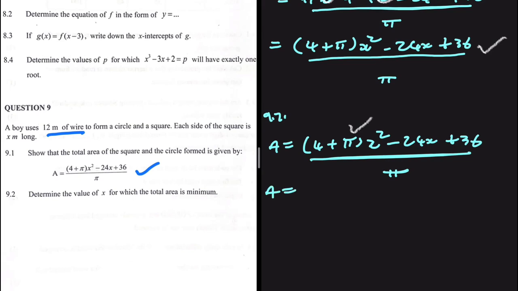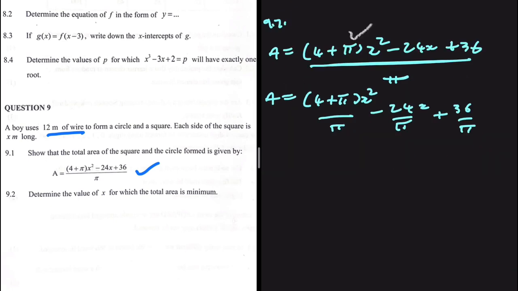Let's give every term on the numerator its own base of pi. So if we do that, we're going to get (4 plus pi) multiplied by x squared divided by pi minus 24x divided by pi plus 36 divided by pi. So we want to differentiate and equate to 0. Here we just simply apply the power rule. So we're going to have 2 multiplied by (4 plus pi) divided by pi, times x, minus 24 divided by pi. 36 divided by pi is a constant. So this will be equal to 0.